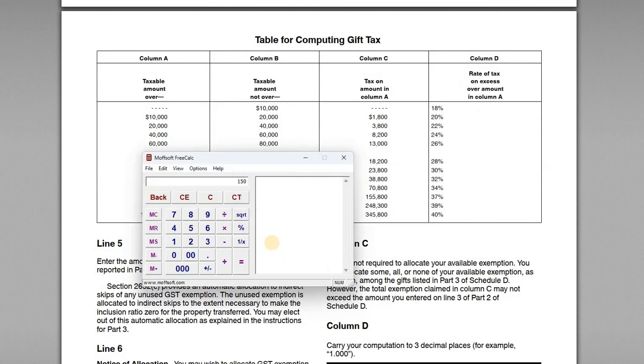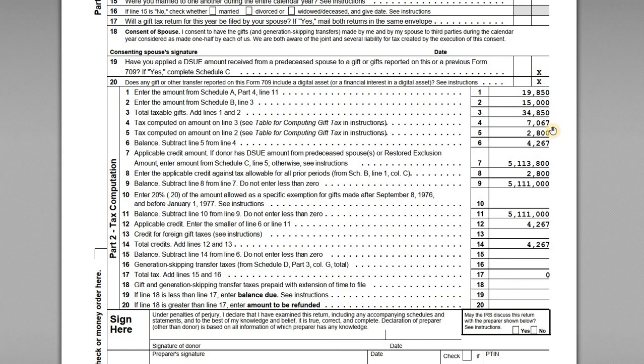So that one falls within the range of 10 to 20. So we have 15,000 minus 10K. The rate is 20% of the excess. And then we add $1,800. That's $2,800 in tax for those prior taxable gifts. So we've got 2,800 listed on line 5. Now we subtract: 7,067 minus the 2,800 gives us a balance of 4,267.